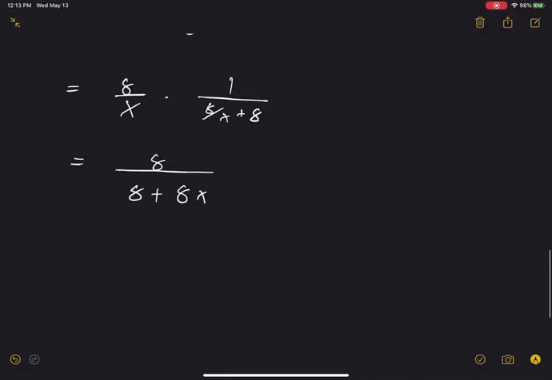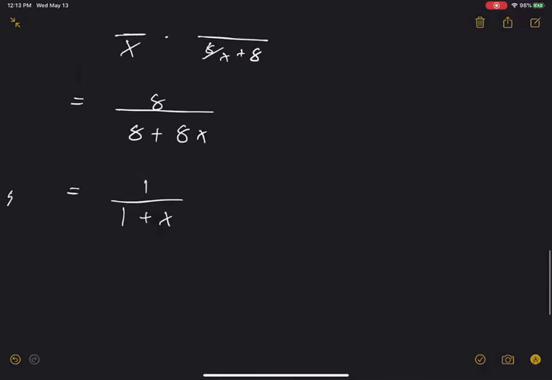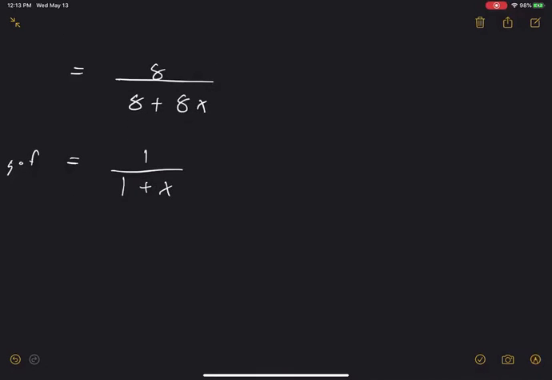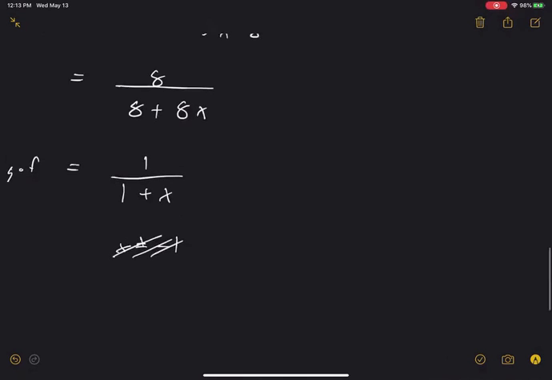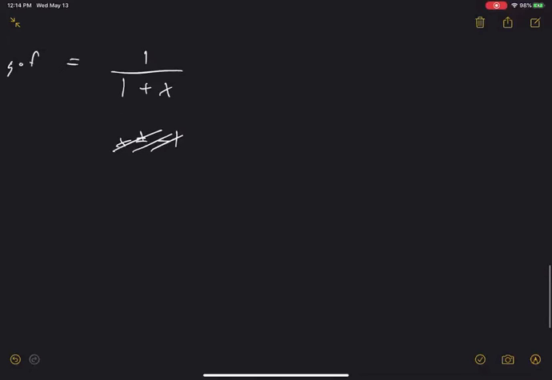Okay. So let's see, 8 over 8 plus 8x. I can cancel out an 8, and I end up with 1 over 1 plus x. So this is my g of f. Now, again, you might be tempted to say, well, the domain is everything except negative 1, but that's not quite right. All right, so let's think about what we need now.